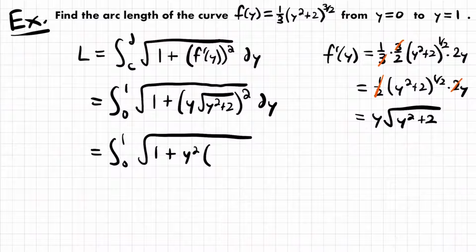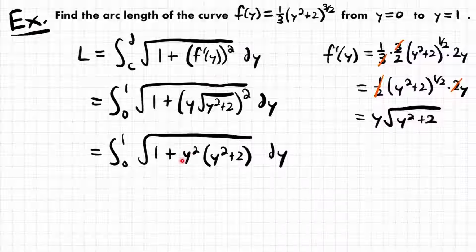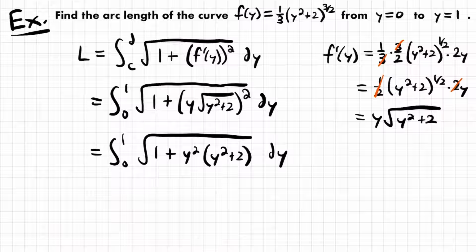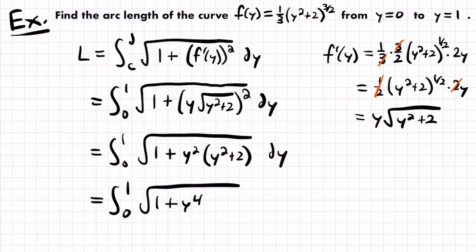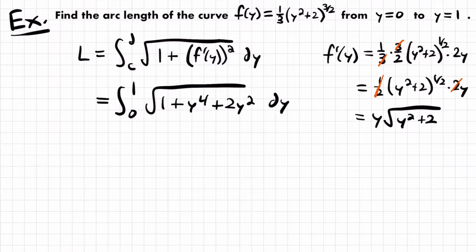So we're just going to be left with what is inside the square root, which is y squared plus 2, and that's still multiplied by dy. And now if we simplify further by distributing this y squared through this quantity, we will have that this is equal to the integral from 0 to 1 of the square root of 1 plus y to the 4th power plus 2 times y squared times dy. All right, and so now if we clean up our work, we now have a definite integral that we can solve to find the arc length of our curve from y equals 0 to y equals 1.